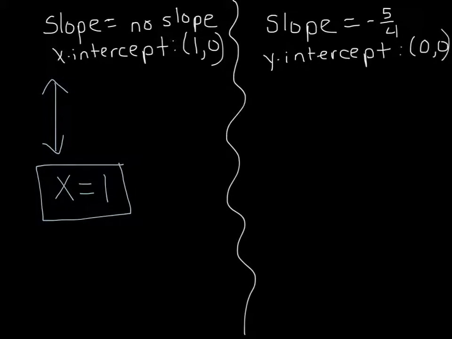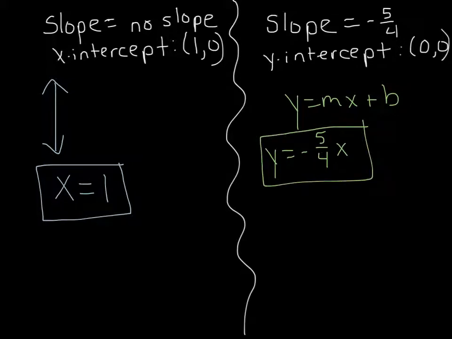Okay, we have slope and y-intercept again. Y equals mx plus b. So y equals, m is our slope, -5/4x. B is 0. However, I'm not going to put plus 0 because adding 0 doesn't change anything. So that would be your answer.